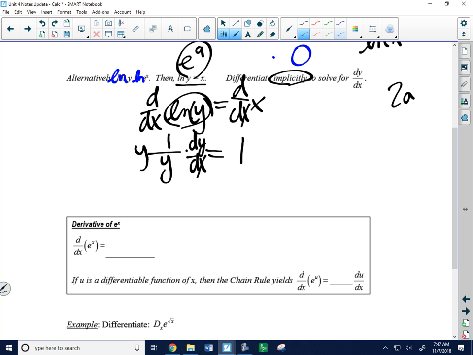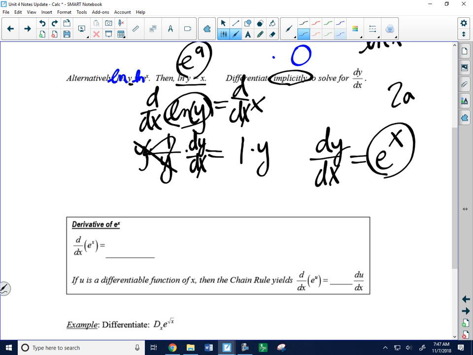Then I multiply both sides by y to get dy dx by itself. So dy dx is 1 times y. Now that's correct in terms of the variable y, but we knew up here that y was e to the x, so I can replace y with e to the x. That's just another example showing that the derivative of e to the x is e to the x.